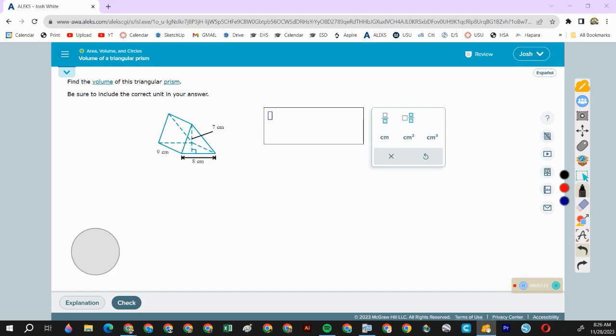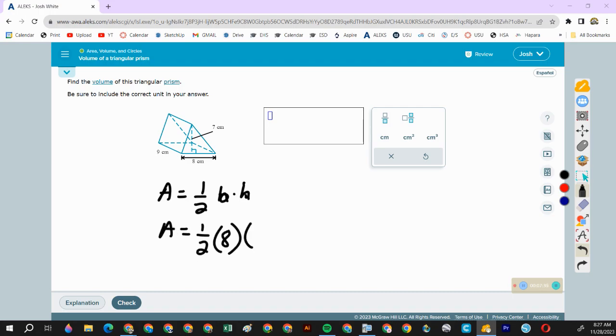So that triangle has a base of 8 and a height of 7. So the area of the triangle is 1/2 base times height. So the area is 1/2 times 8 times 7. So 1/2 times 8 is 4. 4 times 7 is 28 centimeters squared. So that is this area. And then I simply multiply that by 9. So I times this by 9 centimeters, and I'll get my answers in centimeters cubed.